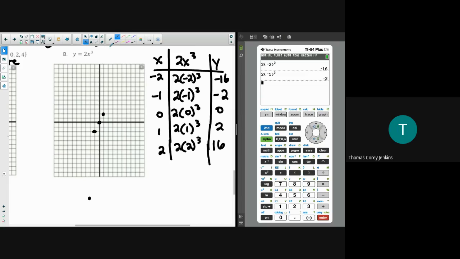Remember that this is continuous, so I want to connect the dots as best I can. It's got this little snake shape. That's how it's going to look. All right, and that will conclude this set of notes. So hopefully this helps you with those non-linear ones.